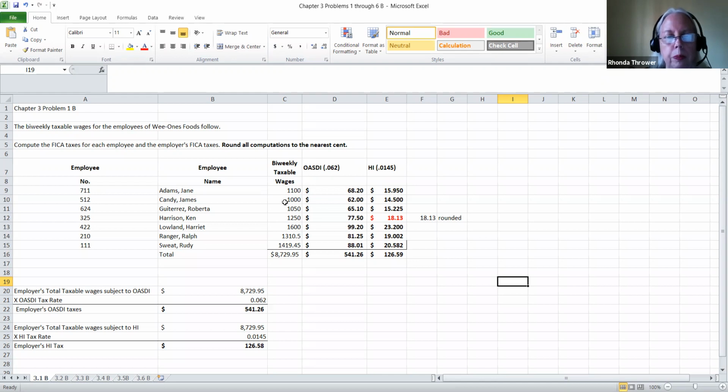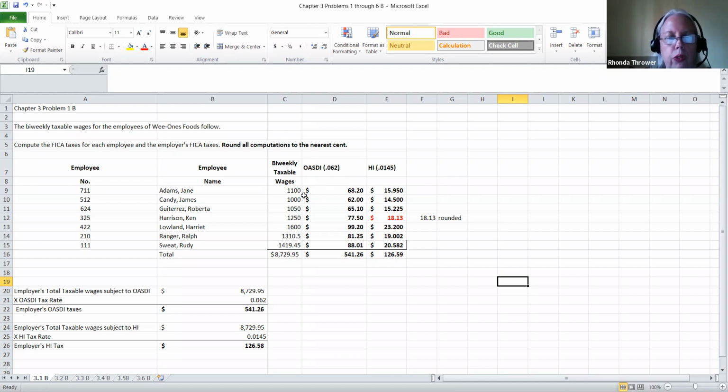And so in this particular problem, since they gave you the bi-weekly taxable wages, you don't have to figure them. But in other problems, you might have to figure out what the bi-weekly taxable wages are. And that's why I told you there were 26 periods annually in a year. But these bi-weekly amounts were given.